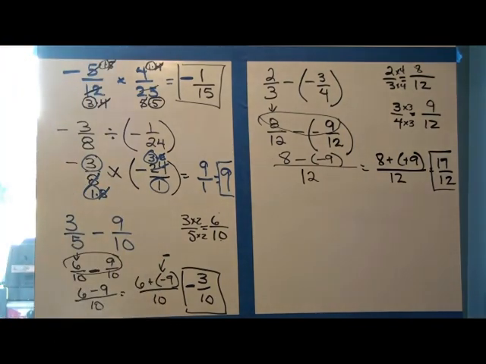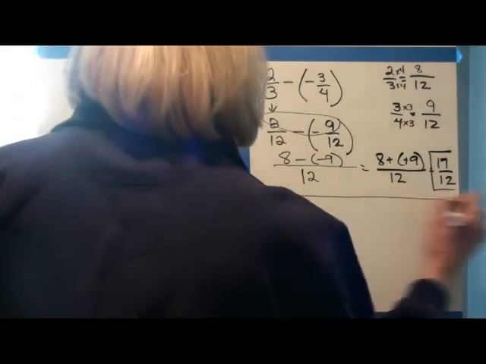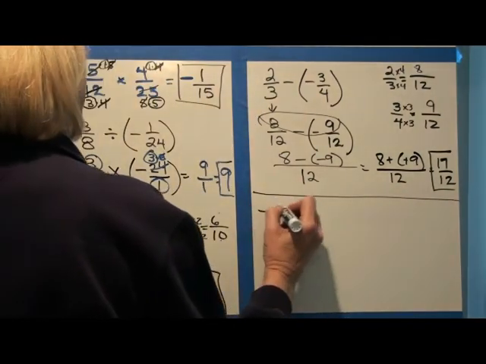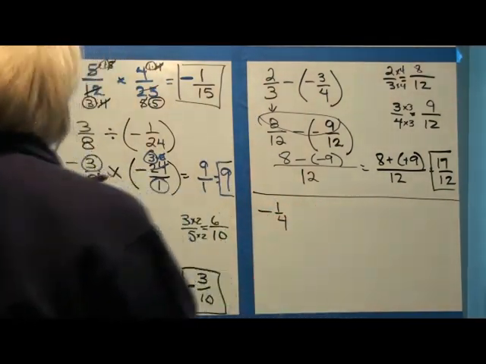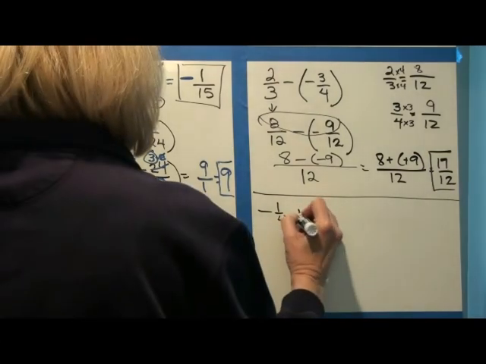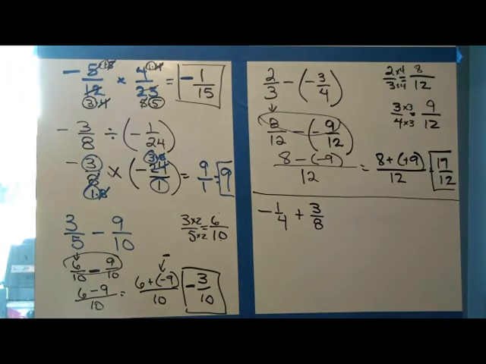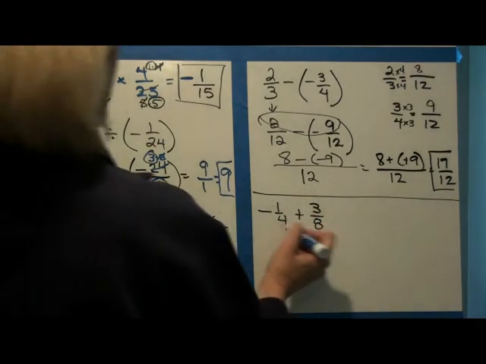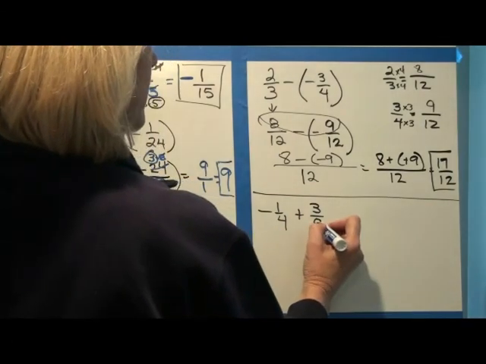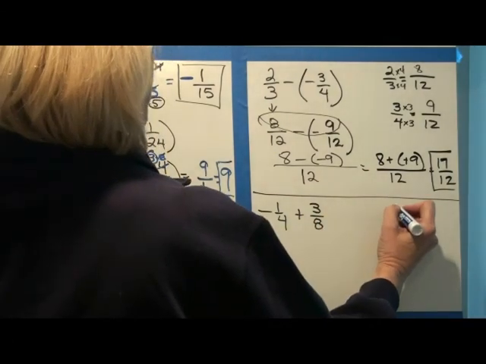One more example, just to go over this a last time before you hit your worksheet. If we have negative 1/4 and we're adding it to 3/8, the common denominator here, again we're adding the common denominator, is going to be 8. So this one's already set, but this one needs to change to an 8.